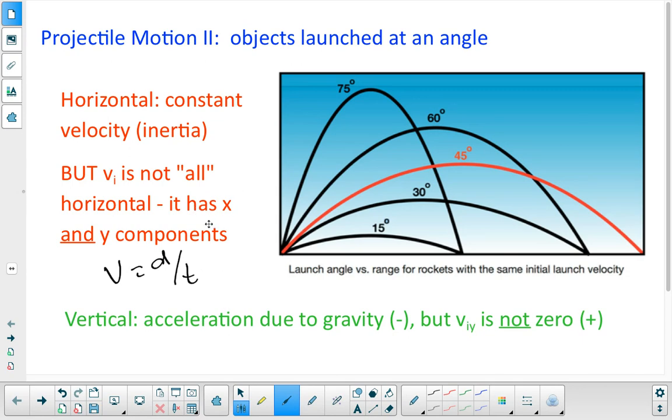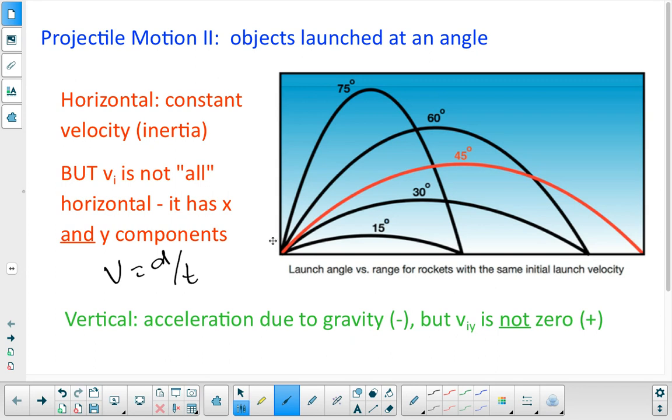The thing that makes these problems different now is that when we're launching it, it's not truly horizontal. Our VI that we have is not all horizontal. As it was in the last ones, every VI we had was all VIX. But in this case, when we're launching these things at some sort of an angle, then if I'm launching it straight up in the air like this, I've only got a little bit of X component and a lot of Y component. So you can kind of see where we're going with this.